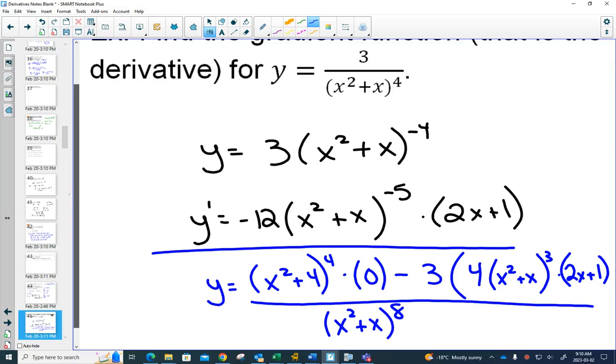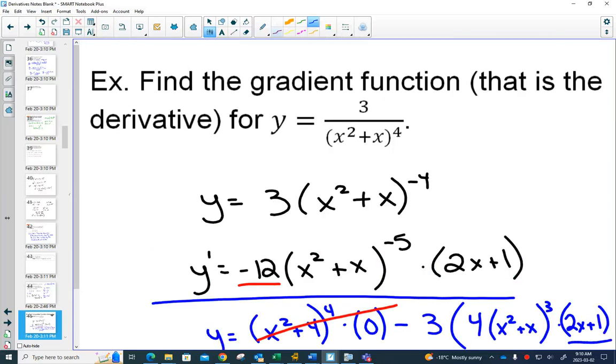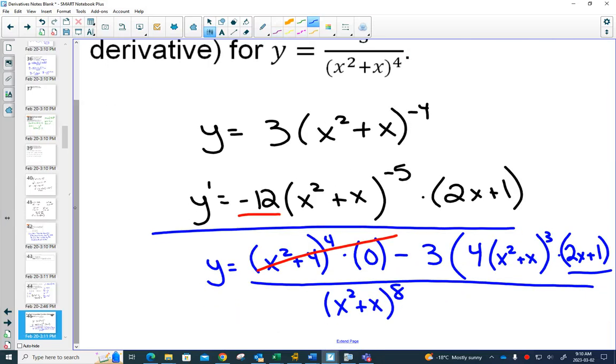Squaring the power of 4 would be a power of 8. So you can see that this 0 would make this go away. You see you have a minus 3 times a 4, that would match up with that minus 12. Do you see on the top of your fraction that we have the 2x plus 1 that matches up with the 2x plus 1?